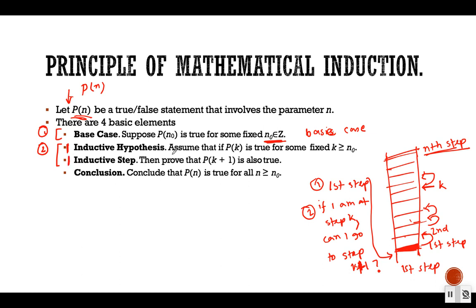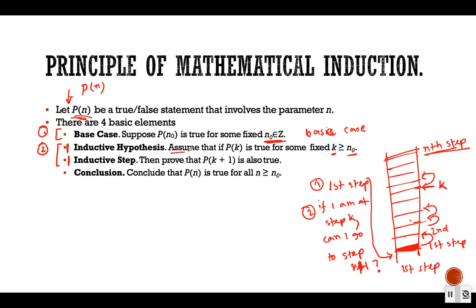So the hypothesis says that we are going to assume that I can be at any step like k. If I am at any step k, then using step k I can be in step k plus 1, meaning I can go to the next step. All right, so in this case we are going to assume that Pk, our propositional function, is true for some value k which is greater than our first case n naught.